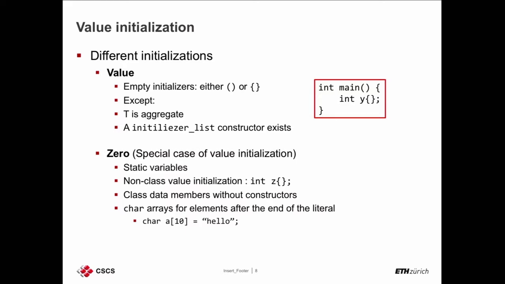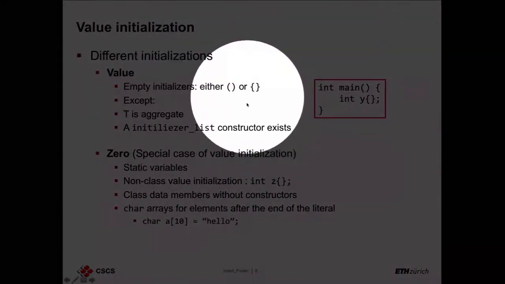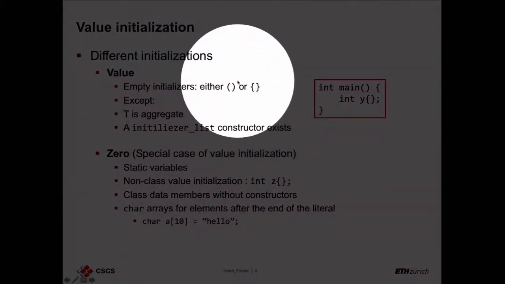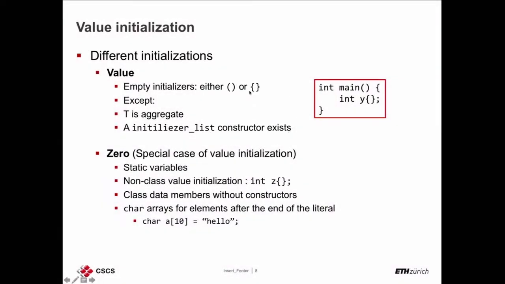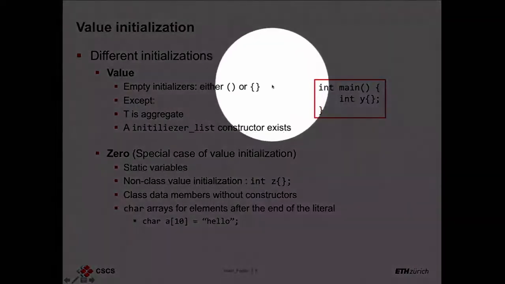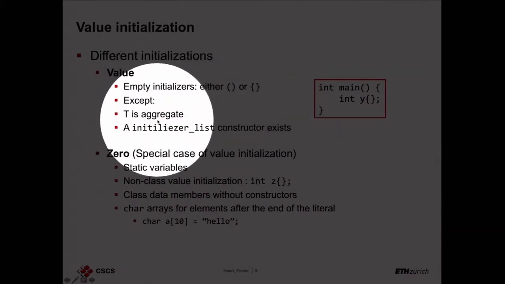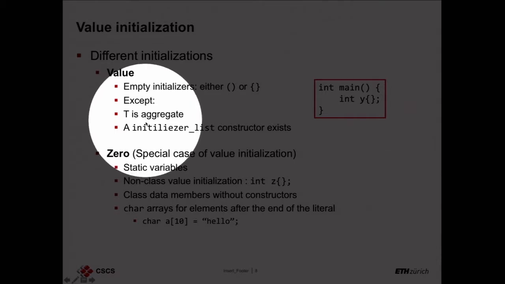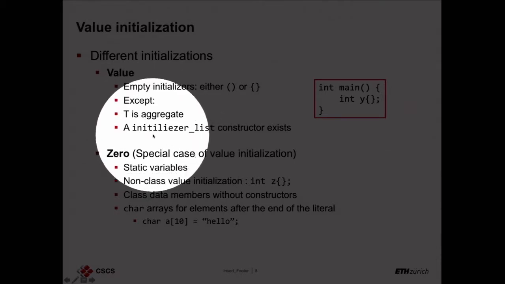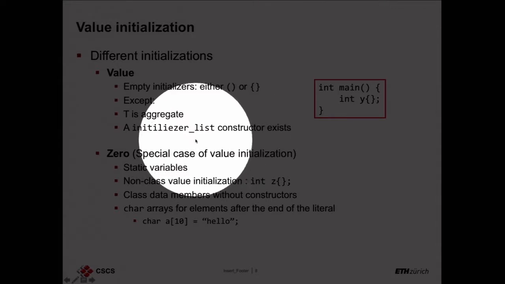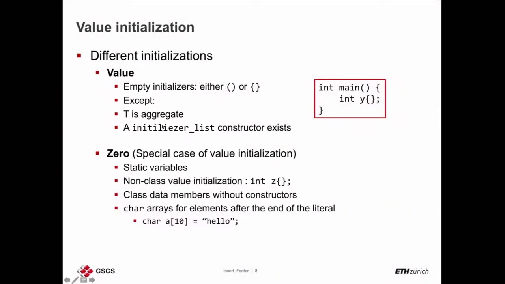It's called value initialization in general, where we use the parentheses or the curly braces. But the curly braces do not have the same meaning if T is an aggregate, or if the class I'm trying to initialize has an initializer list constructor. We will see what this means.